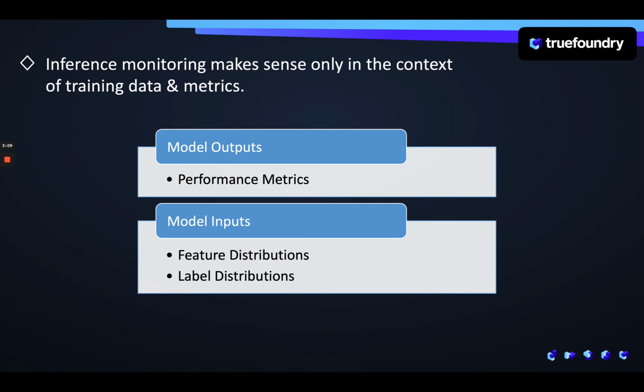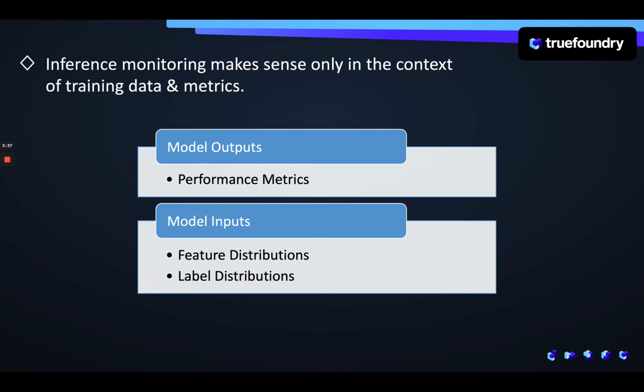We can imagine that inference monitoring would make sense only in the context of training data and metrics. Let me give you an example. Let's say you are building a recommender system and you're trying to predict the probability that a user will click on a particular product that was recommended. If your system is performing 80% accurate, you can imagine that you have built out a pretty good system. And that means your training data performance was about 80%.